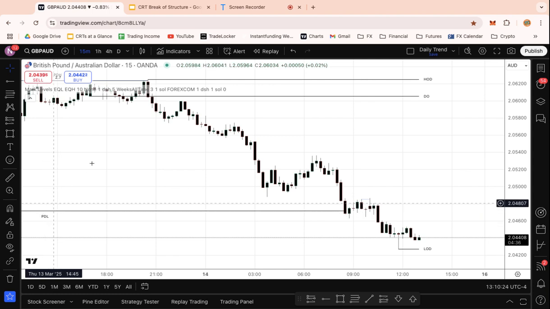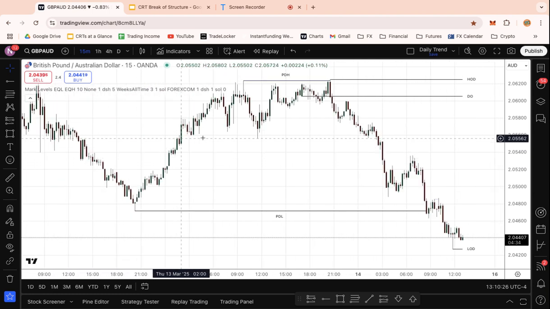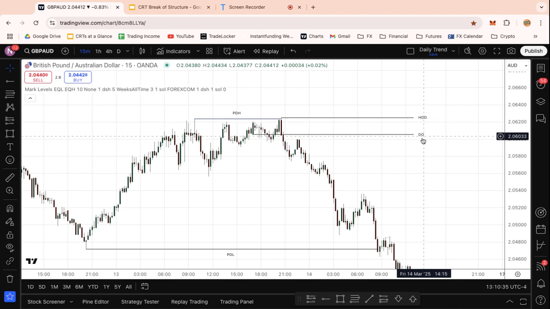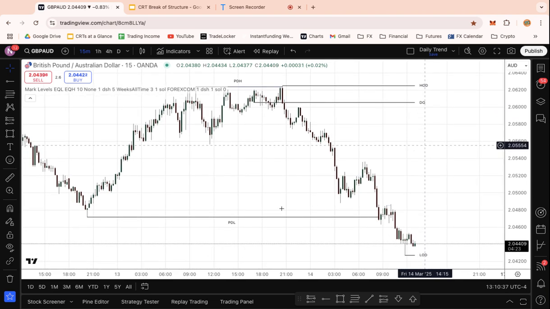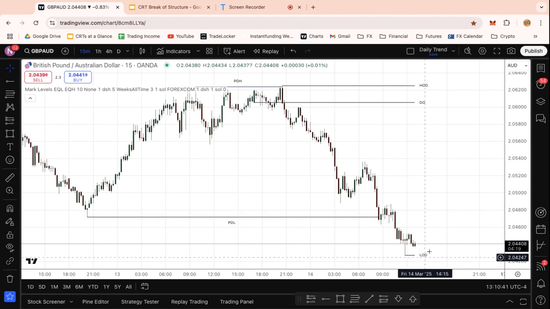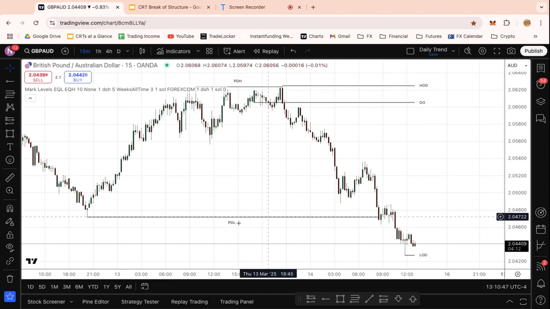So you see right here, let's go through this to see what you should see. When you're done with your chart, you should see PDH, which stands for prior day high, HOD, which stands for high of day, DO, which stands for daily open, PDL, which stands for prior day low, and LOD, which stands for the current low of day. That's it. All you need are those elements: PDH, HOD, DO for daily open, prior day low, prior day high, and then current low of day, current high of day.